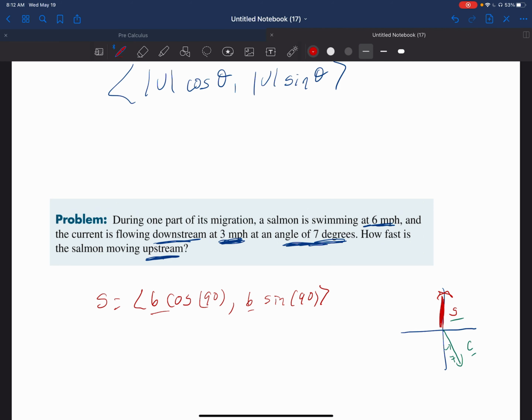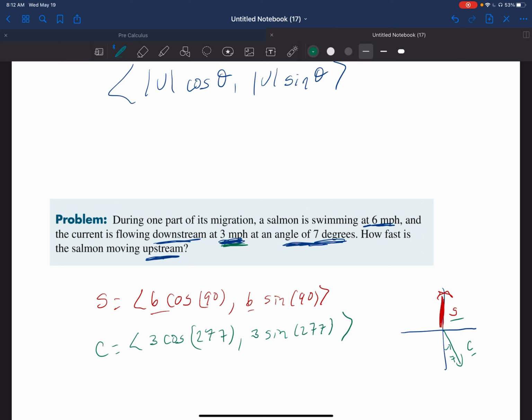Now I'm going to write my vector for the current, or vector C, which will be equal to its speed, which in this case is 3 miles per hour. I underlined it at the top, times the cosine of the angle of direction. Again, angle of direction, so this will be 90, 180, 270 plus 7, which will be 277. That looks ugly. Let me erase that really quickly. 277, comma, again the speed, which is 3, times the sine of 277.